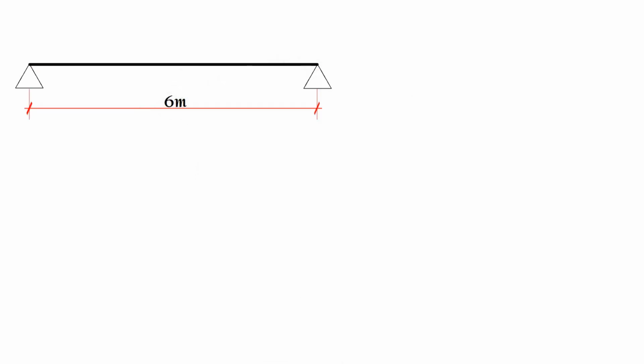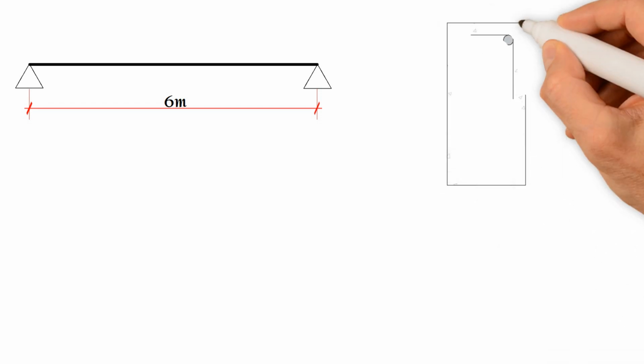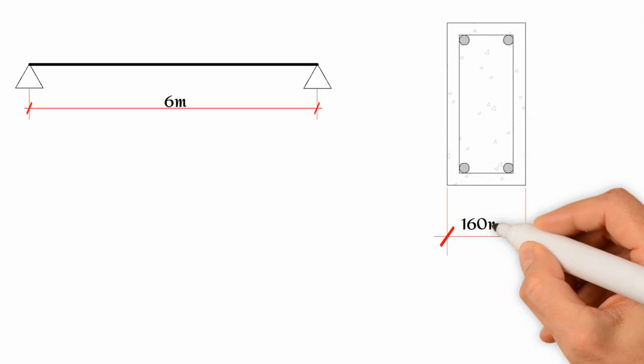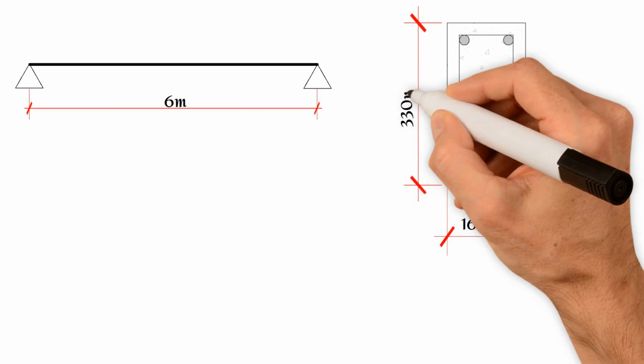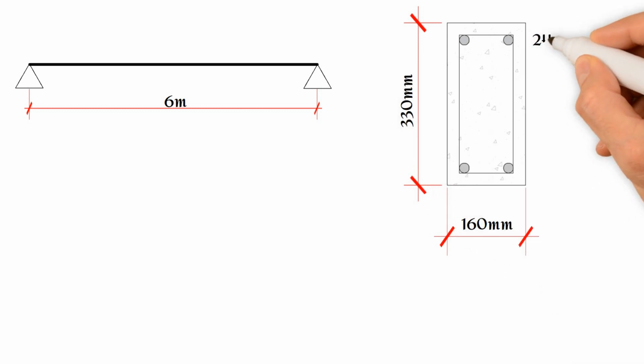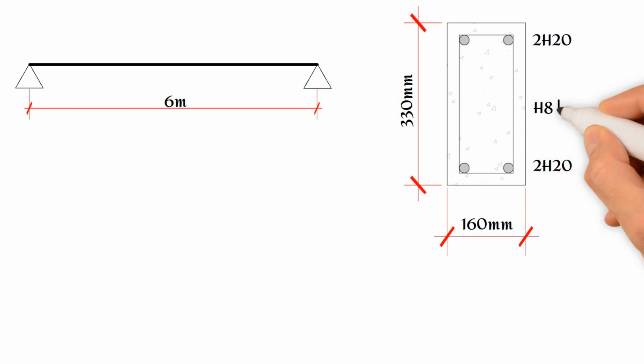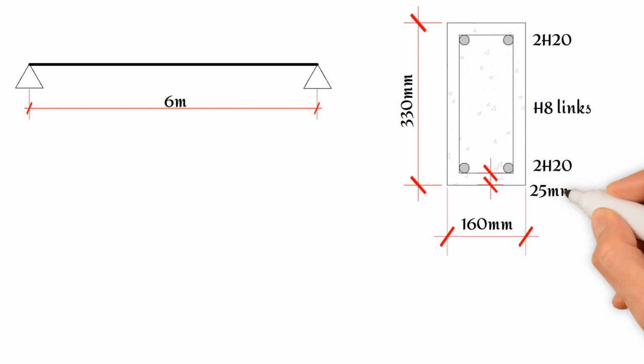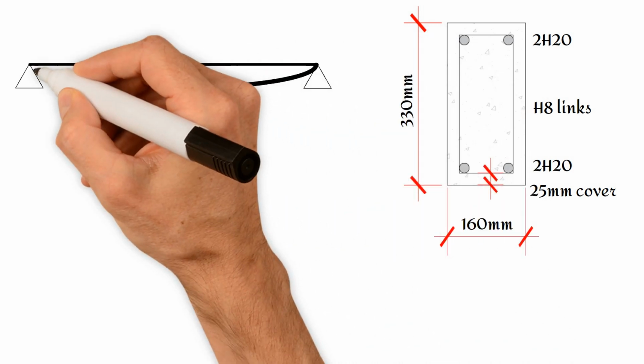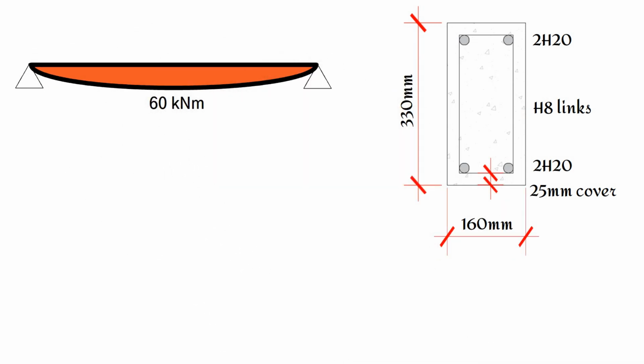We have a 6-meter reinforced concrete beam that is simply supported. The beam was designed to support the roof of a double garage. The beam is 160 mm wide and 330 mm deep, with two 20 mm steel bars at the top and two at the bottom, as well as an 8 mm diameter link with a 25 mm cover. The beam is designed to resist a bending moment of 60 kN per meter.